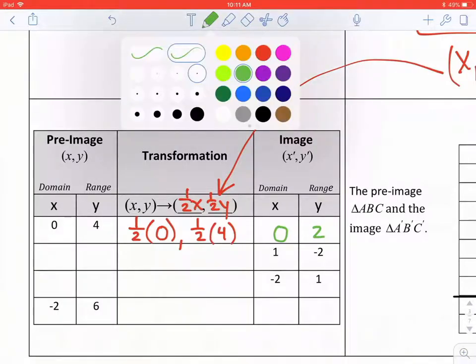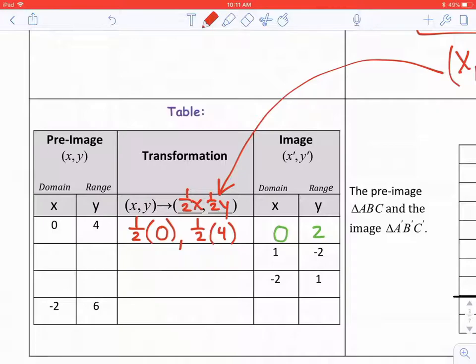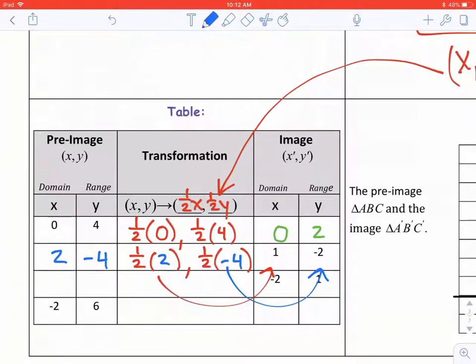But then, like we've seen on previous examples for translations, we need to work backwards to help us figure out these next 2 points. So we have to think about half of what number would have given us 1. So half of 2 would give us 1. So we could pretty easily think about that one. And then we have to think about half of what number here would give us -2. And that number would have had to be -4.